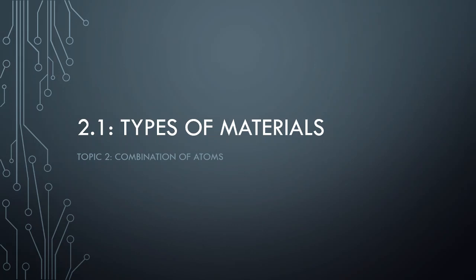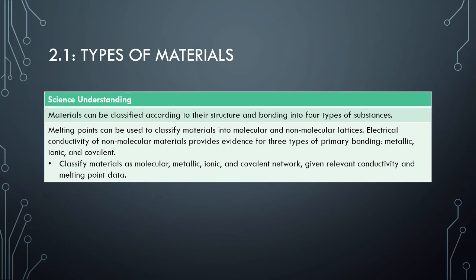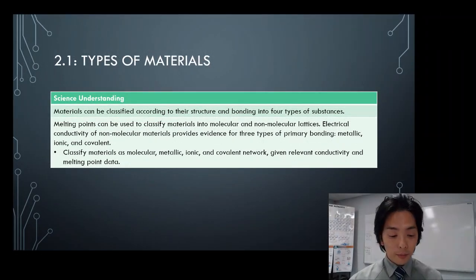Okay, welcome to the first video of subtopic 2.1, types of materials, and it's the very first video for topic 2, combination of atoms as well. In this video, we'll be covering the first item in the table. Materials can be classified according to their structure and bonding into 4 types of substances, and we'll just look at basic properties of them as well. All right, let's look through that.